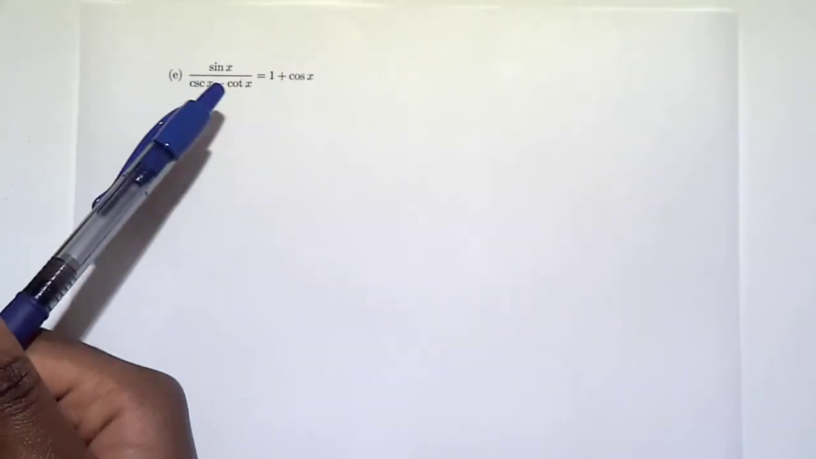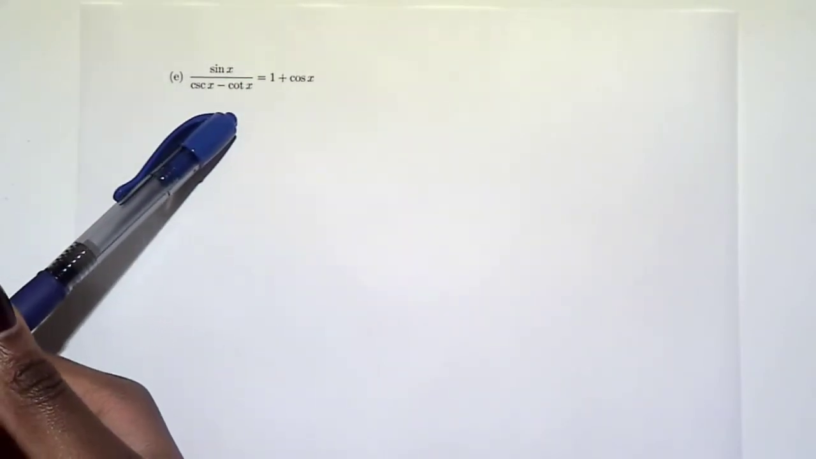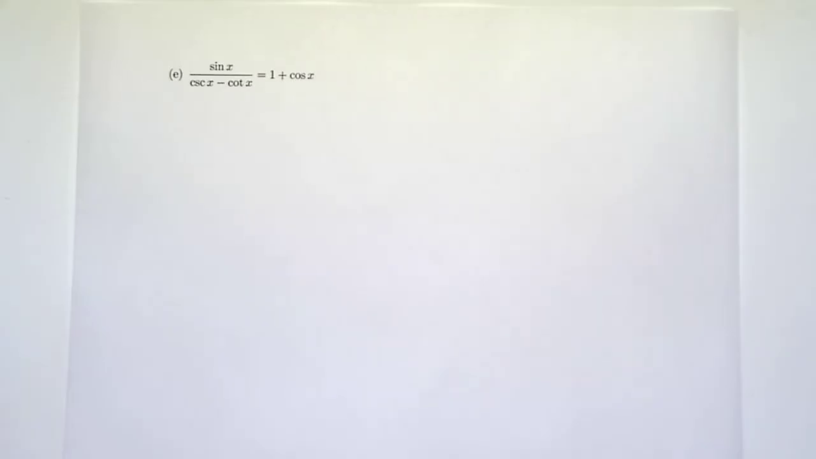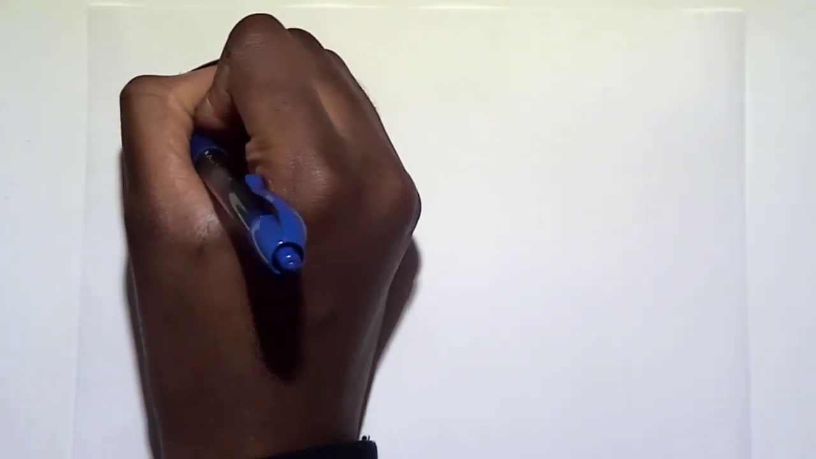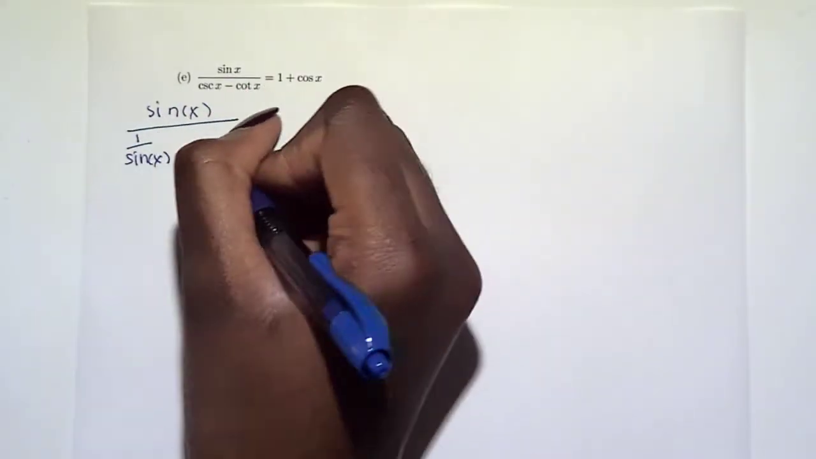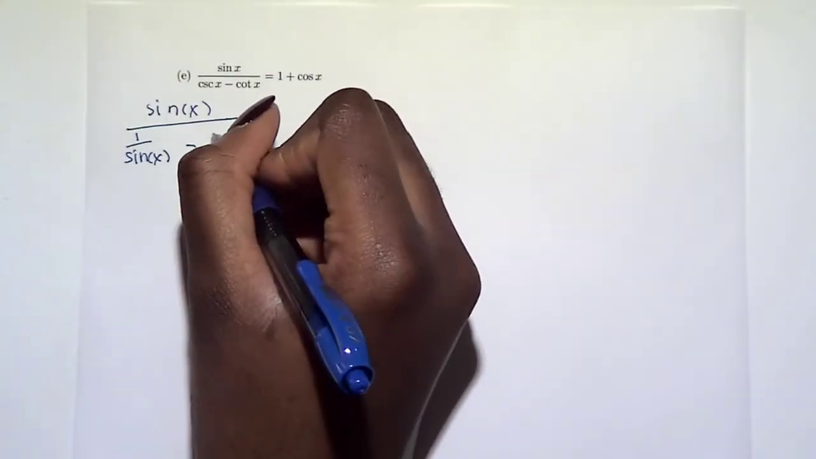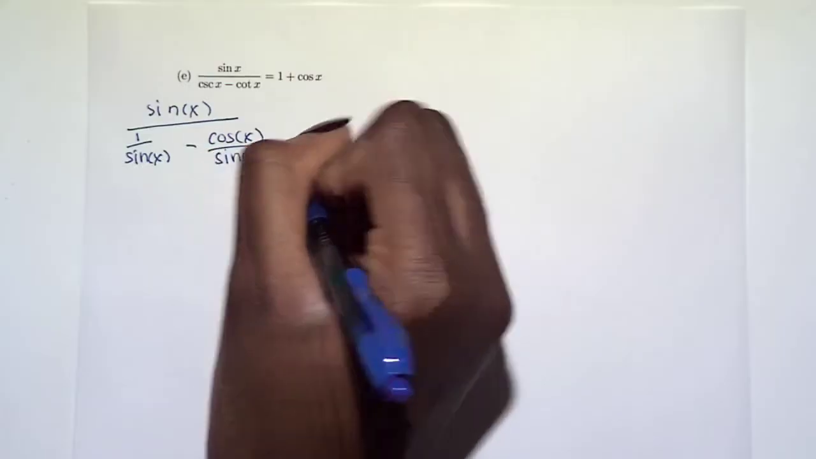There's no common denominator. We already have a common denominator. We're trying to get it to look like 1 plus cosine x, but we got cosecant and we got cotangent. So my first step would be, let's rewrite everything in terms of sine and cosine. That always helps, or it usually helps. So instead of cosecant, I will do 1 over sine of x, and instead of cotangent, I will do cosine x over sine of x.